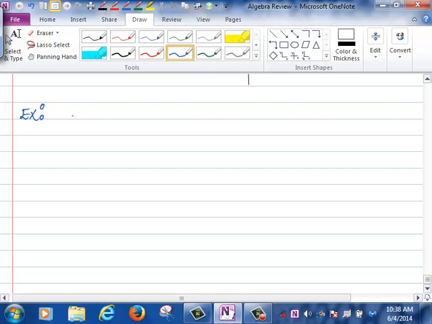Let's say I need to find the limit as x goes to 3 from the right of 2x divided by x minus 3. Okay? Now, let's see what's happening here.